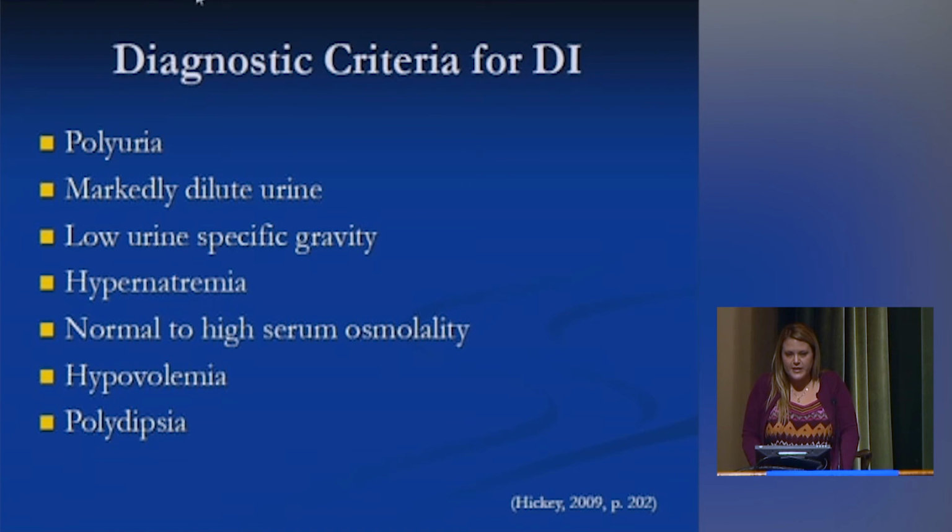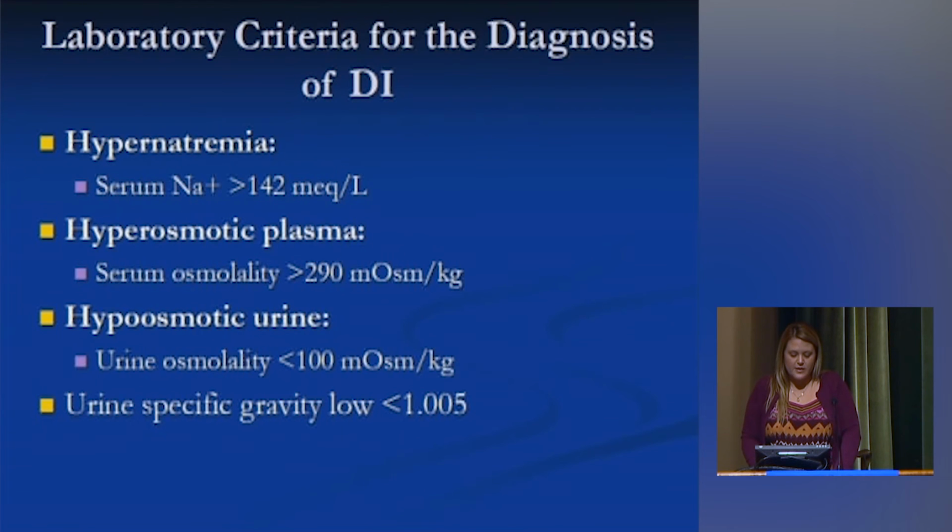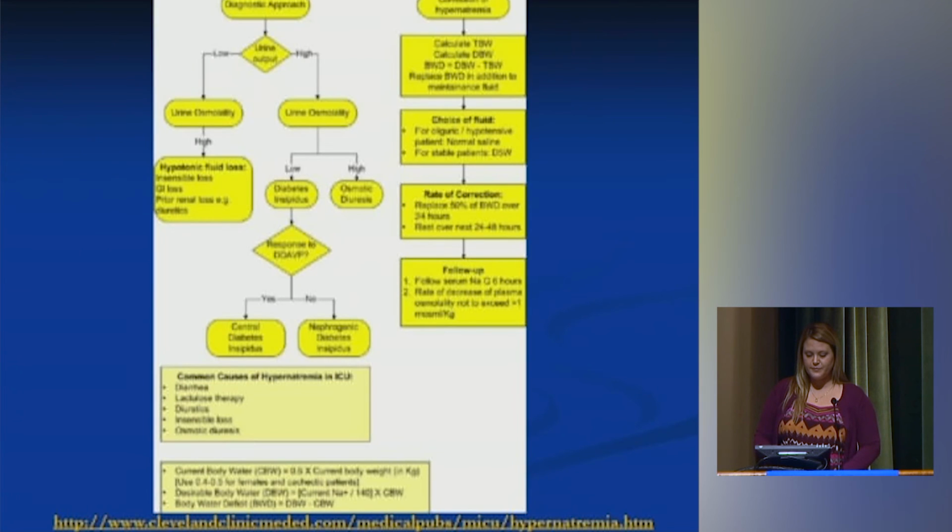In some of the less severe cases, or even just patients that we're watching on the neuro floors, we try to encourage them to replace the water that they're losing by drinking it. But in the ICU setting, a lot of times we have to use intravenous fluids. So the lab criteria or the diagnosis for DI would be hypernatremia. You've got hyperosmotic plasma, so the osmolality in your blood is elevated, and you've got low osmolality in your urine, and then a low specific gravity.